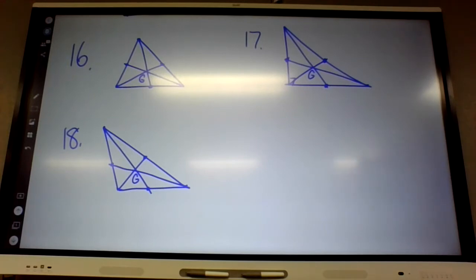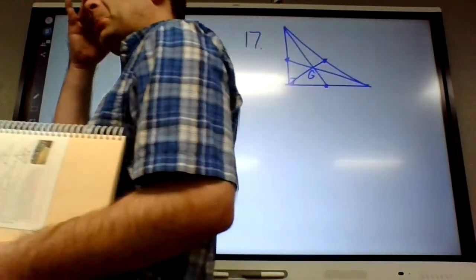Those are angle bisectors that they drew right there. Where do angle bisectors meet? The incenter. Why is it called the incenter? Because it's the center of the inscribed circle. So what would that 5 feet line represent?